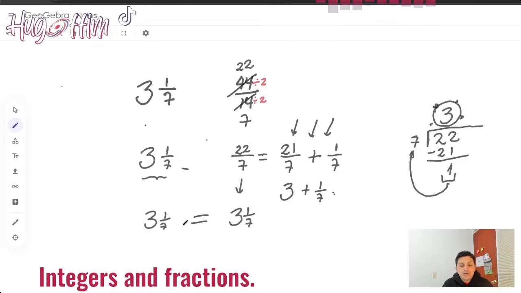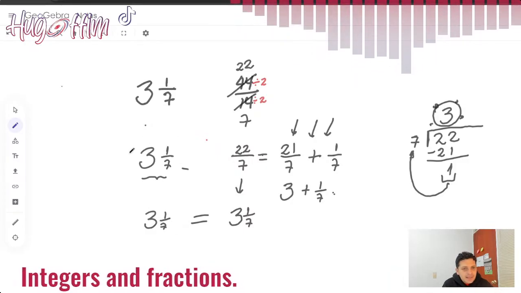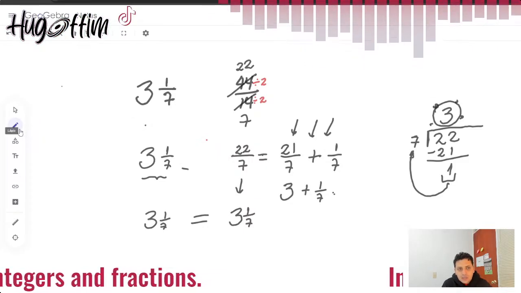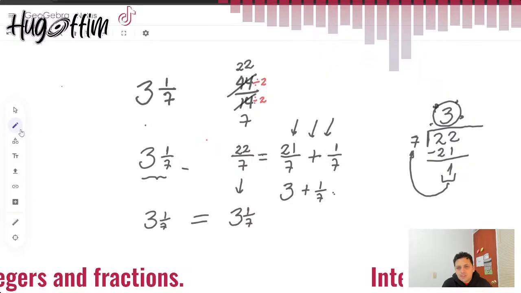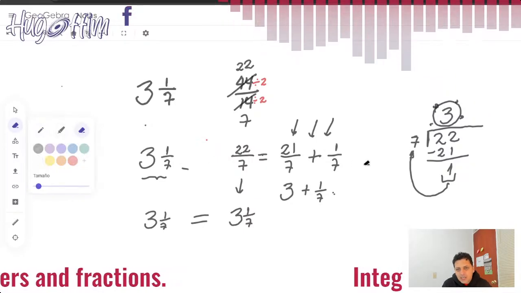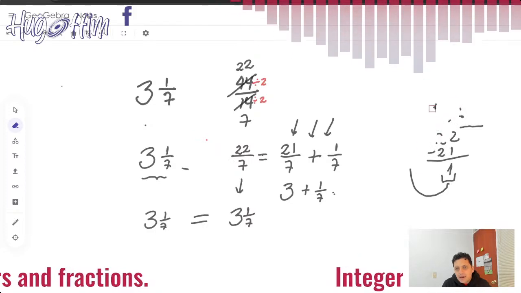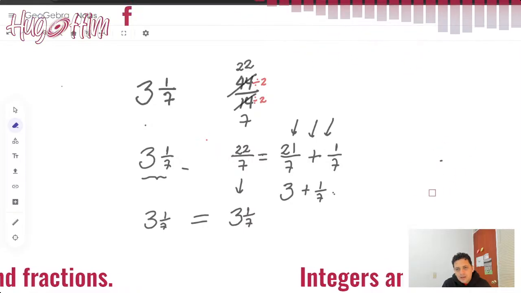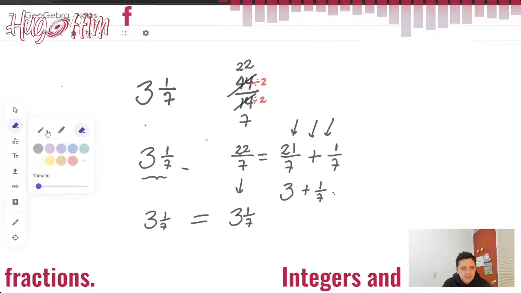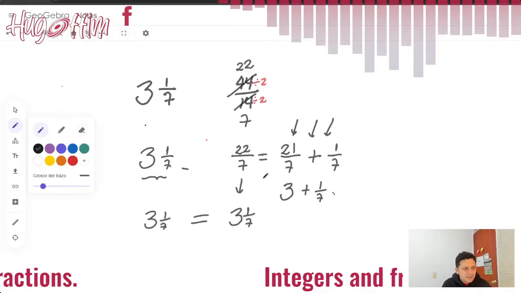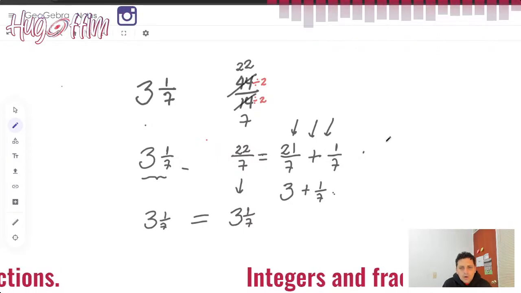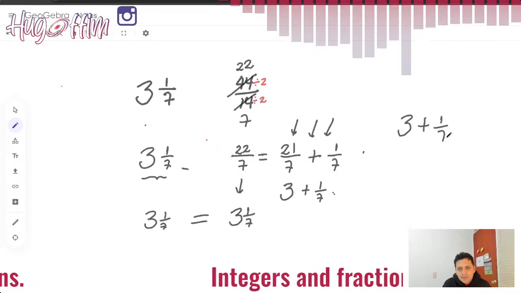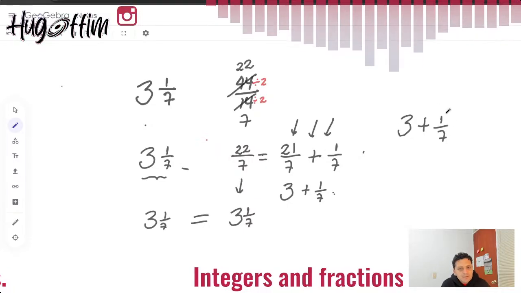Now, on the other side, let's say that I want to convert 3 and 1/7 into a fraction. When we need to convert mixed numbers into fractions, especially when you're multiplying or dividing fractions, because when you add or subtract fractions, it's better to use mixed numbers. We're going to see it in a minute. So 3 and 1/7 is 3 plus 1/7. So I just need to perform this addition.